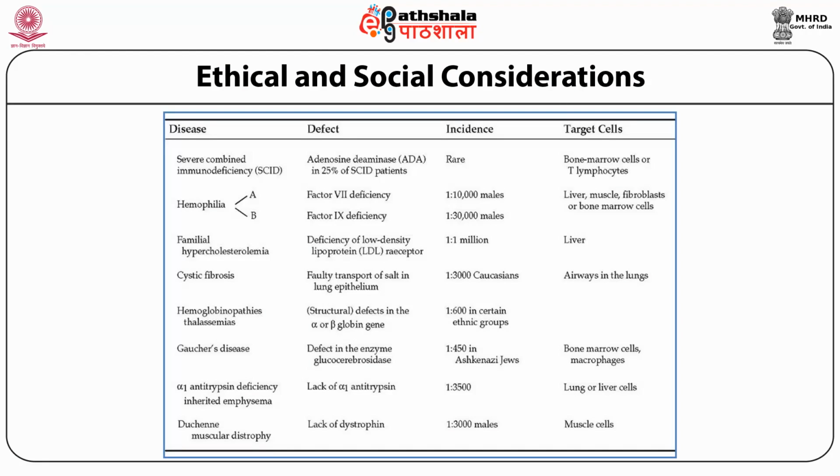This table shows that initial experiments using gene therapy have been conducted primarily in patients for whom other treatments have failed, so that the risks are small. It shows a number of diseases like SCID, hemophilia A and B, thalassemia, Duchenne muscular dystrophy and cystic fibrosis that are being targeted for treatment by gene therapy.